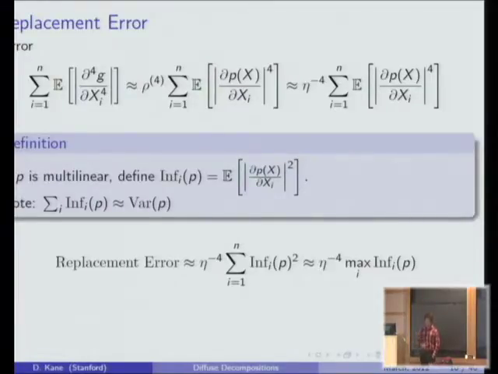So the idea is that we have this replacement error. And it was the sum of the fourth powers times eta to the minus 4. Now that's roughly the sum of the squares of the influences. And now I'm actually hiding an exponential term in terms of the degree. Since I assume that the variance, which is roughly the sum of the influences, was 1, this sum of the squares of the influences, at least I can bound it in terms of the maximum of the influences.